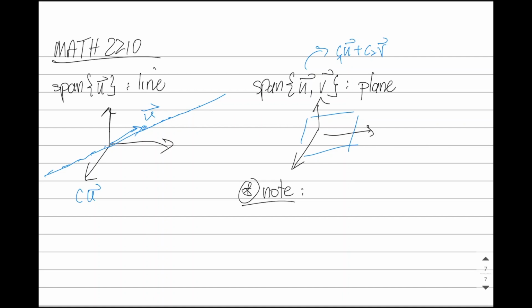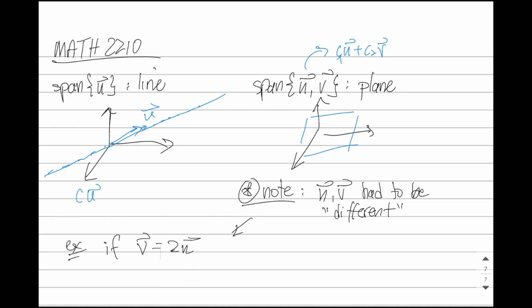But there was an important note. The vectors u and v had to be different enough. And I'm putting "different" here in quotes because I haven't really defined what that meant. And the important example here that I went through last time, and that we're going to talk about again here, is if, for example, I tell you that one of the vectors is twice the other one, then you can clearly see that v is a linear combination of u.